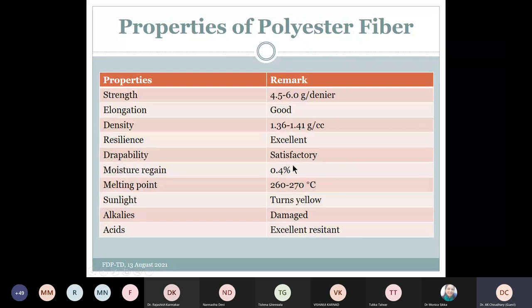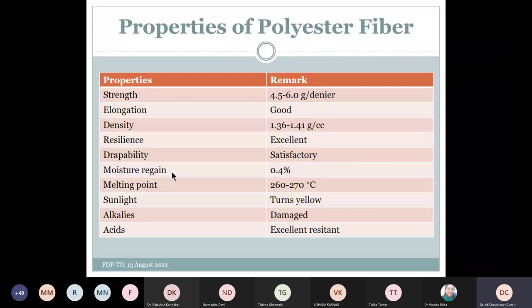So the comfort properties of garments or apparel manufactured from polyester fiber are not so good. Blends with cotton are always required to enhance the comfort properties of the garments. So polyester is widely used in blended forms, either with cotton or with viscose rayon. PB blend and PC blend are very popular blends for producing apparels or cloths.